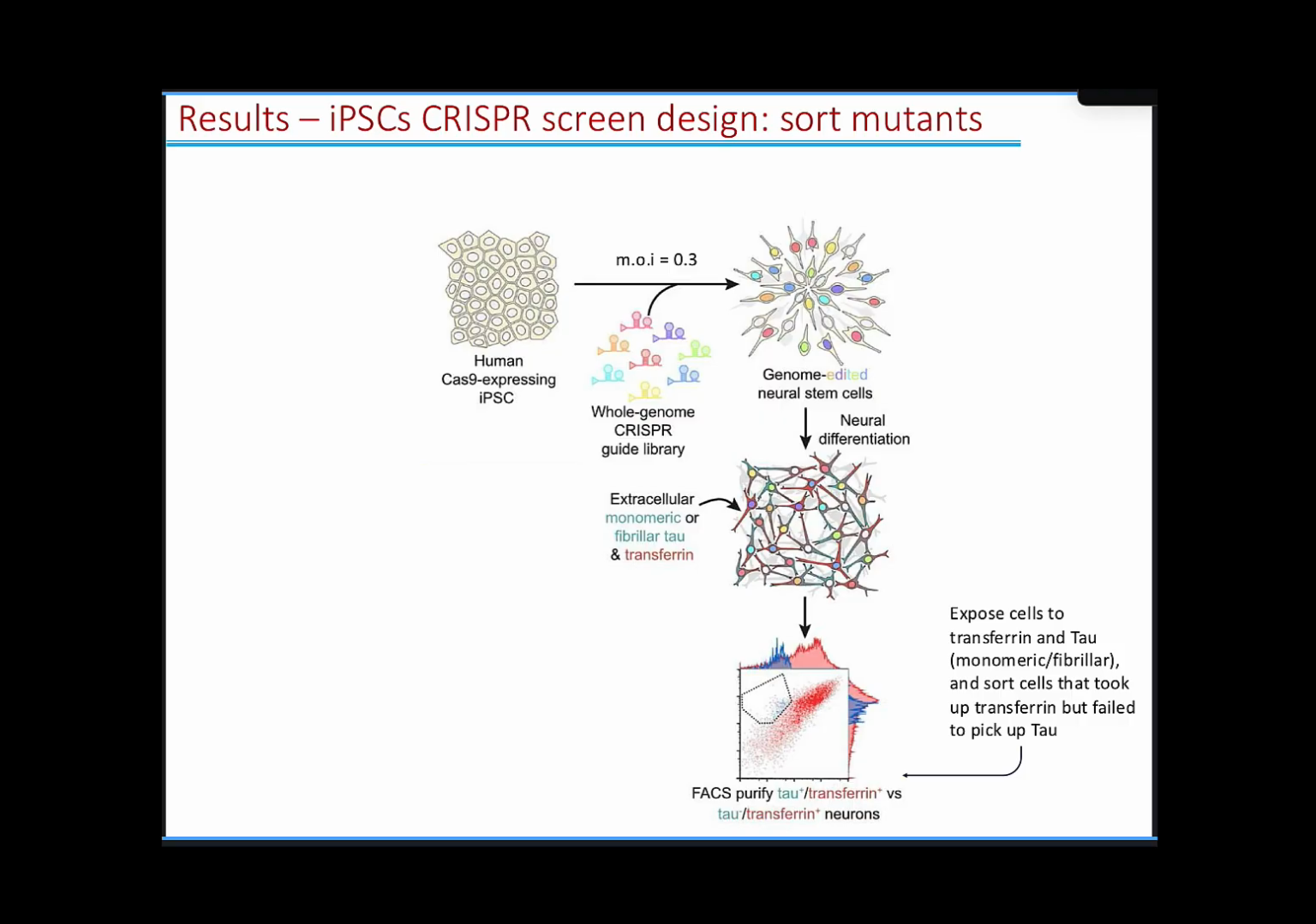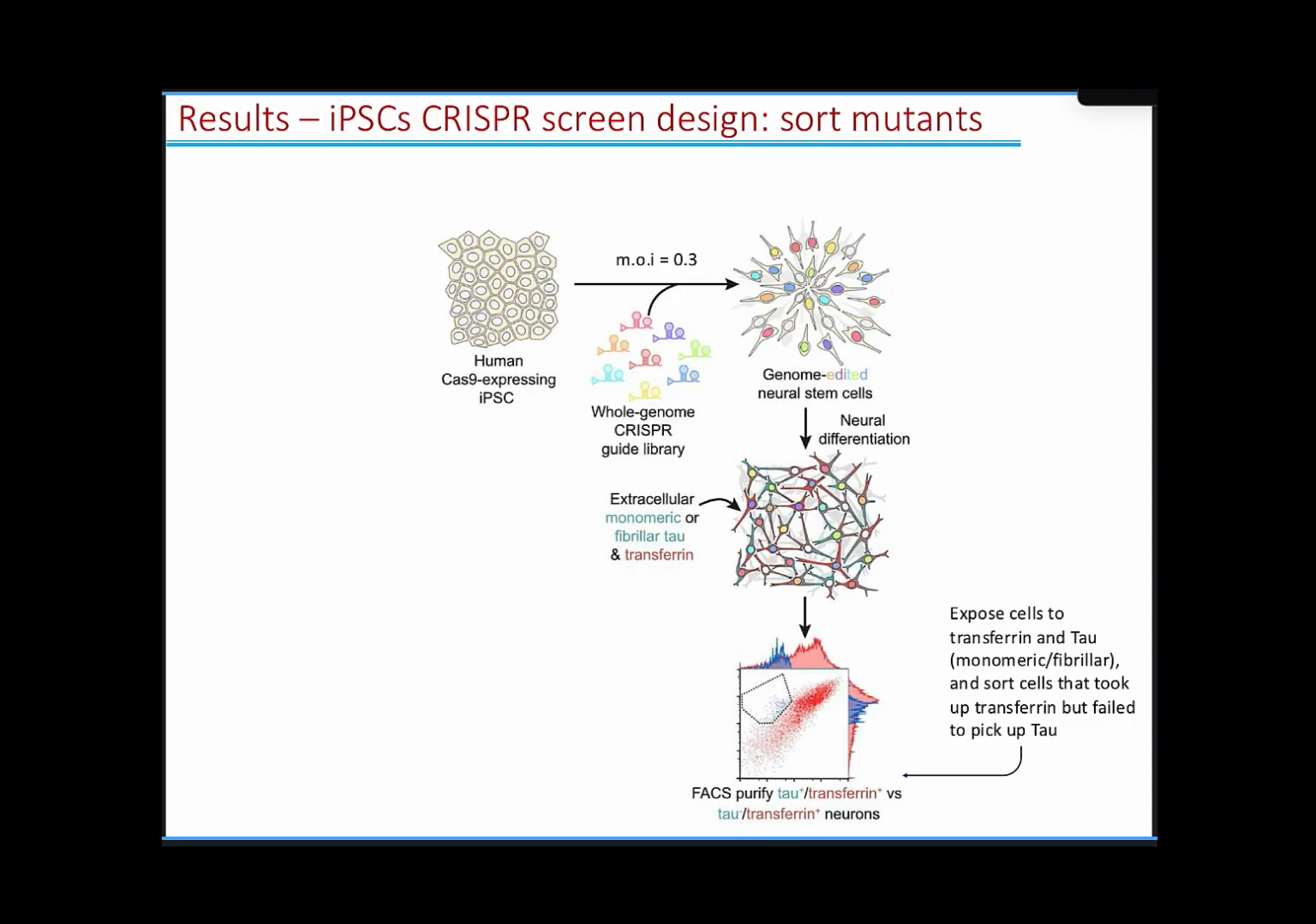And then they incubated these neurons, many of which, not all of them, were mutant for a gene, with two fluorescent molecules. One fluorescent molecule was either monomeric or fibrillar tau. That's what we want the cells to take up, because these authors were interested in how cells take up tau from the environment. The other molecule is called transferrin, also fluorescent, but it fluoresces in a different color. They're using it here as a positive control for endocytosis.